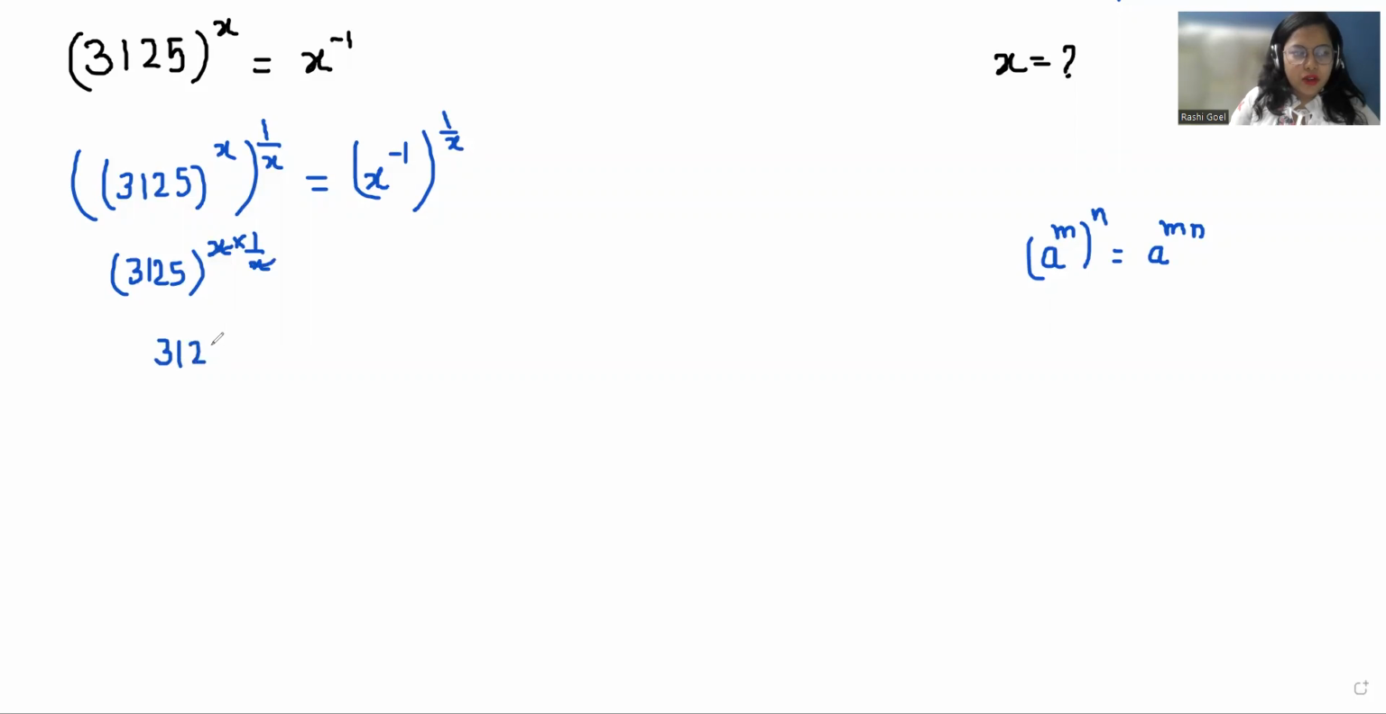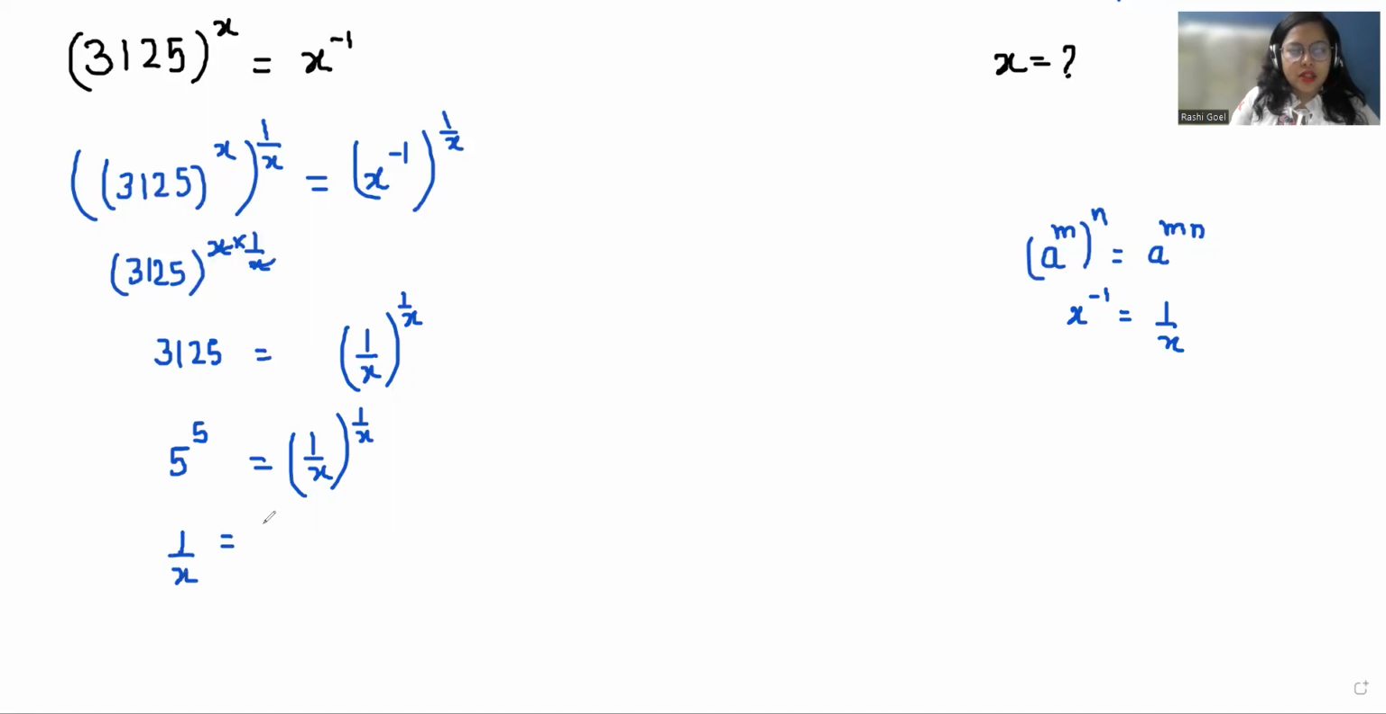3125 is equal to, now coming to the right hand side, we can use the exponent rule: x power minus 1 is equal to 1 by x. So we can write this as 1 by x power 1 by x. Now 3125, we know that we can write this as 5 power 5, is equal to 1 by x whole power 1 by x. So now if we compare both sides, the value of 1 by x is 5.